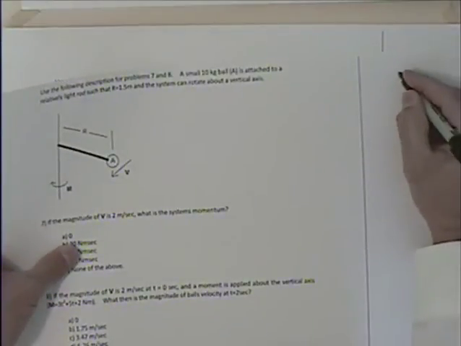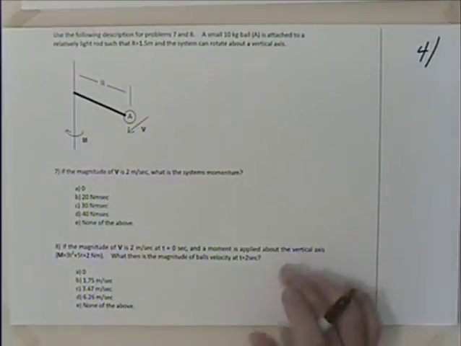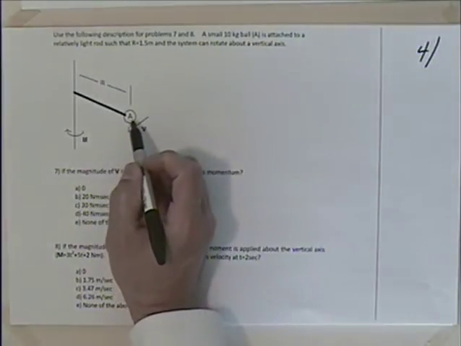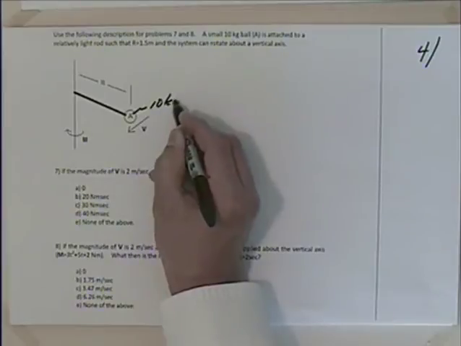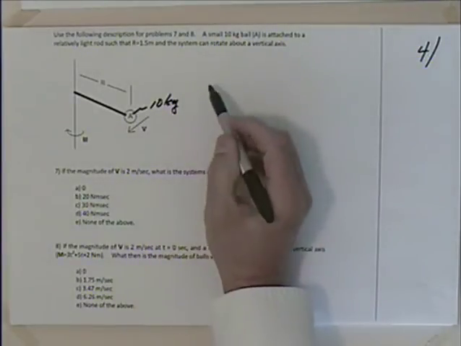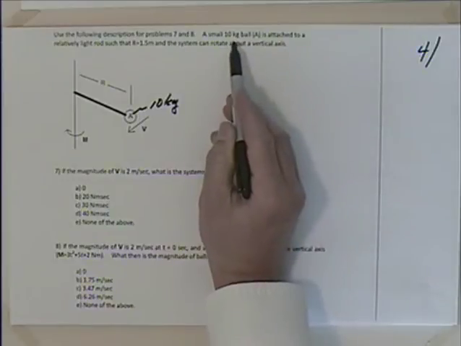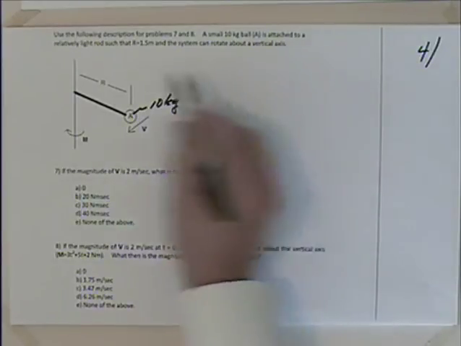So that gives us page number 4. We've got something that's rotating here. What are they telling us? A small 10 kilogram. So we're given mass here. The last one we were given force because we had the English system. Here, a little more common, the metric system, we were given mass, 10 kilogram balls attached to a relatively light rod.